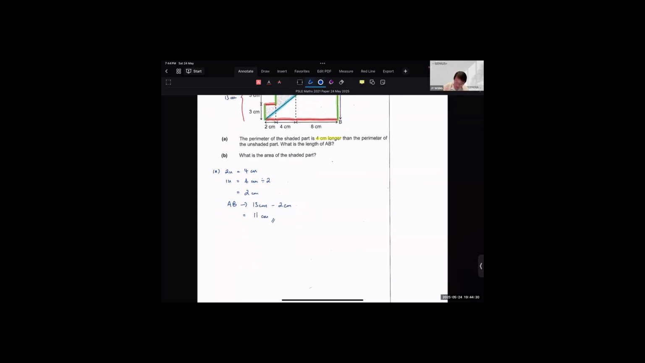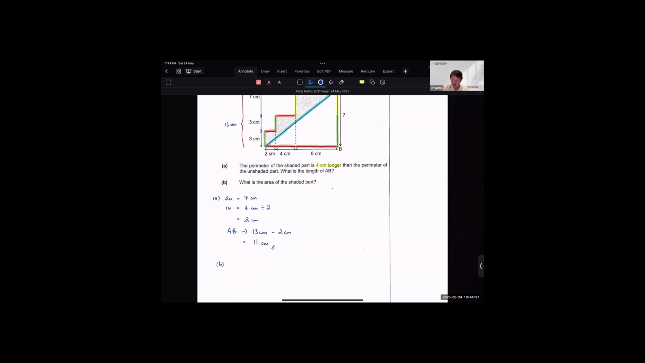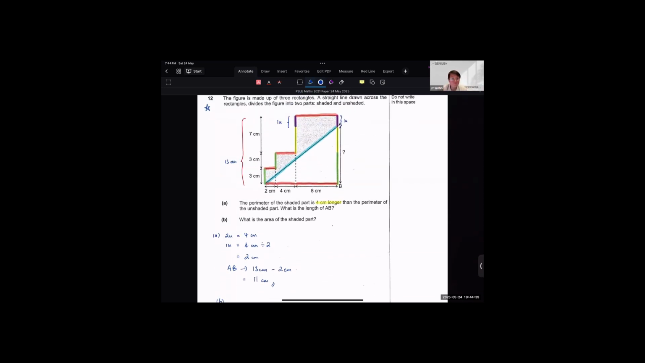Okay. Once you figure out part A, part B is a lot easier if your part A is correct. If your part A is wrong, then your part B will naturally also be wrong. Eugene, I shall not comment on that.